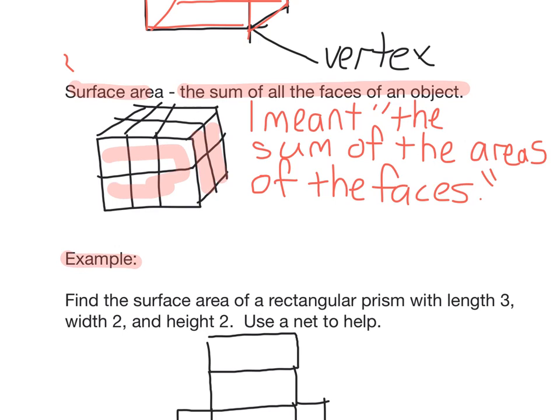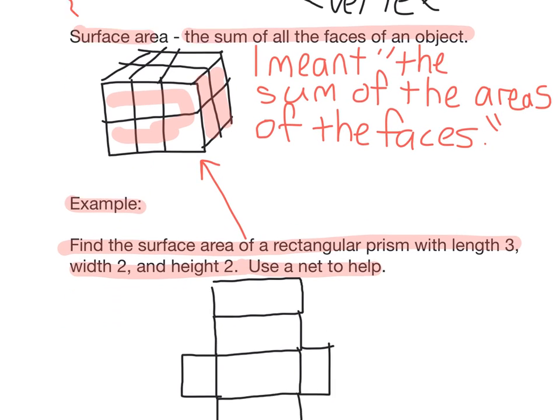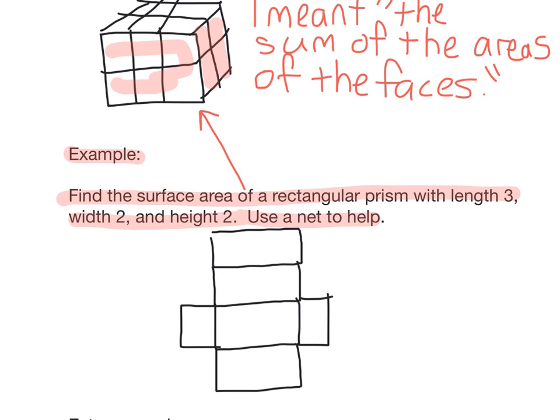Okay, so an example. Find the surface area of a rectangular prism with length 3, width 2, and height 2. Use a net to help. Okay, so that rectangular prism that I just described is that one. Length 3, width 2, and height 2. So now we're going to use a net. We're going to use a 2-dimensional representation of it. We're going to take that shape and unfold it.